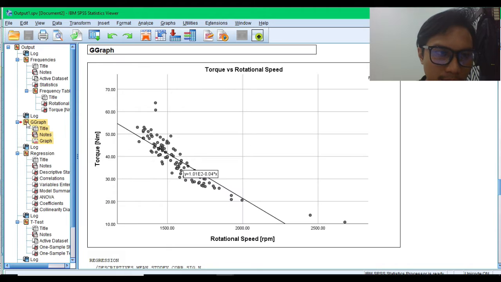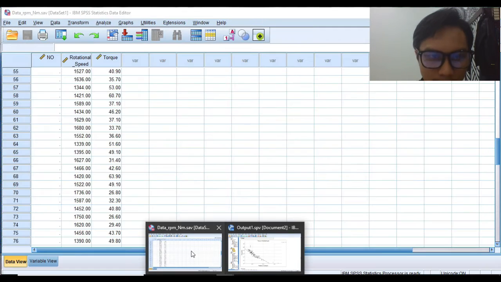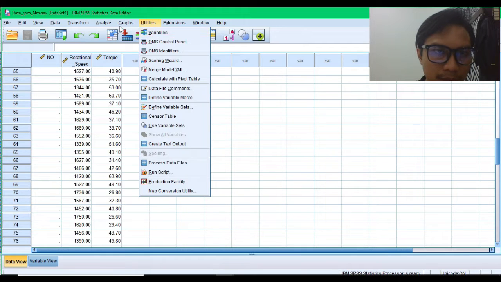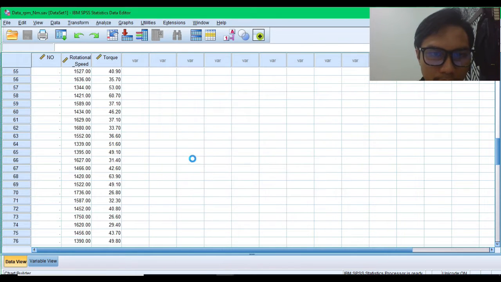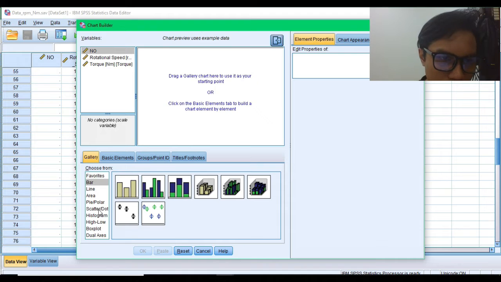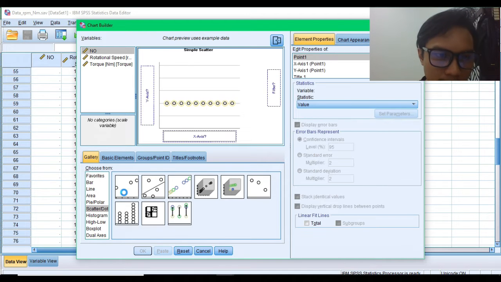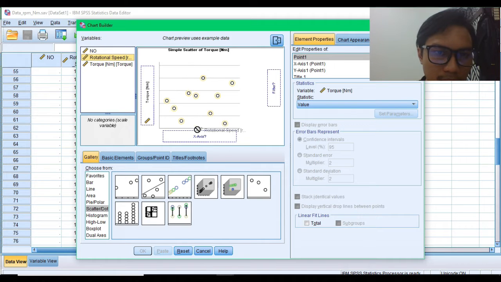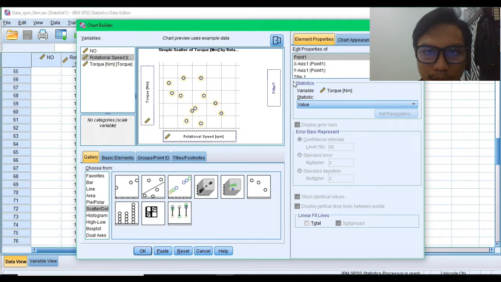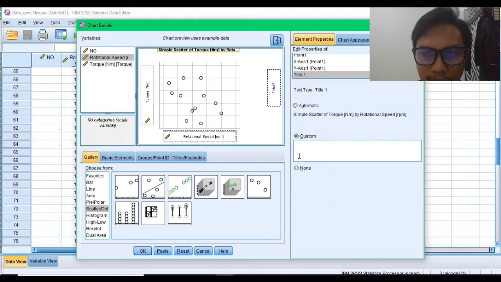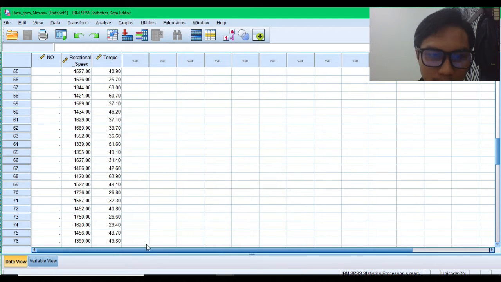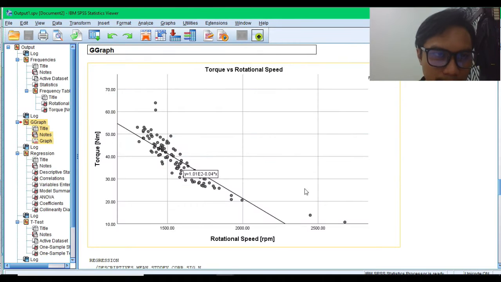After that, for the next simulation, we're going to find the graph. For the graph, we click Graph, Chart Builder, click OK, and click the scatter dot. For the first graph, torque is on the y-axis and rotational speed is on the x-axis. For the title, we can change it at custom: y versus x, torque versus rotational speed. After we click OK, we get the output like this.